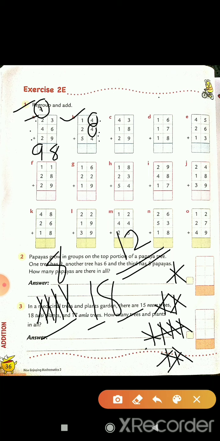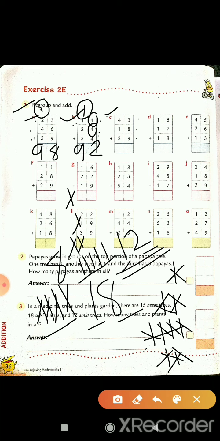We can regroup 12 as 1 ten and 2 ones. So at the place of ones we will write 2 and 1 is carried to the tens column. Then add the tens. So 1, then 1, then 2 and then 5. 1, 2, 3, 4, 5. Count them together. 5, 6, 7, 8 and 9. So here we will write 9 and our answer is 92. Got it, students?